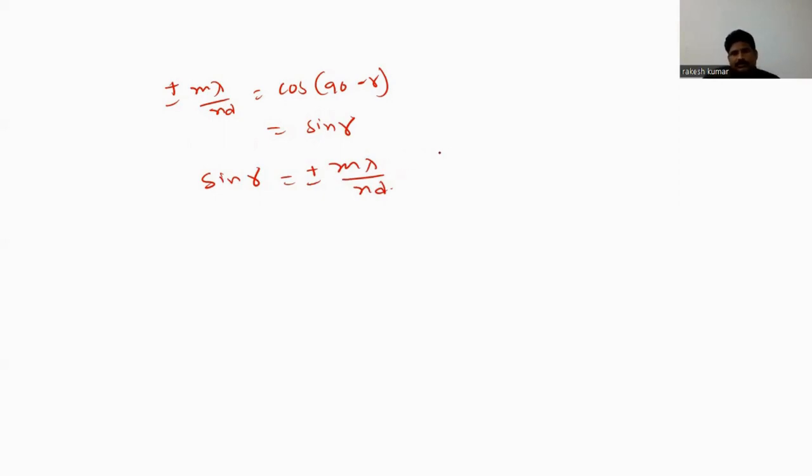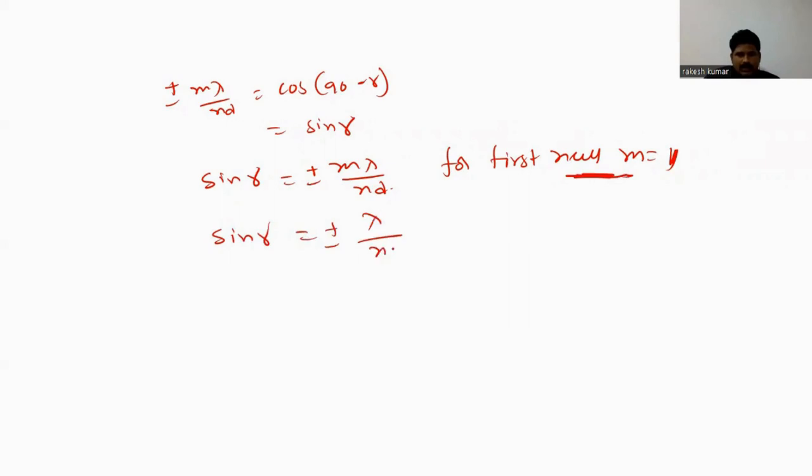Plus or minus m lambda by n is equal to cos of 90 minus gamma. Cos of 90 minus gamma is nothing but sine gamma. Therefore sine gamma is equal to plus or minus m lambda by n d. For example, for the first null, the m value is equal to 1. Therefore, sine gamma is equal to plus or minus lambda by n d.